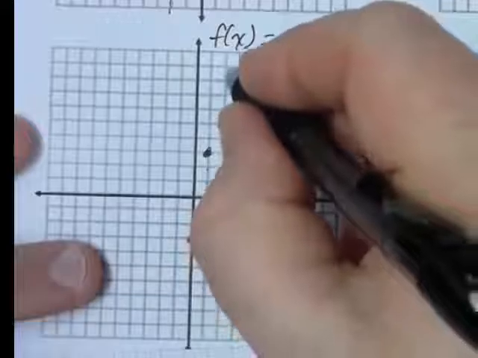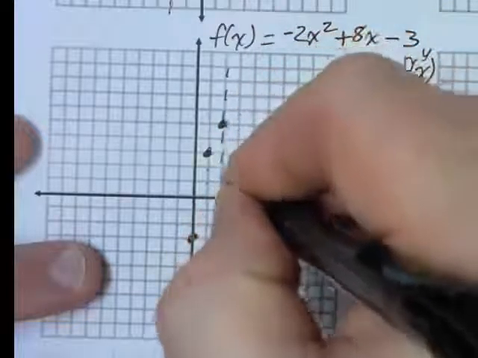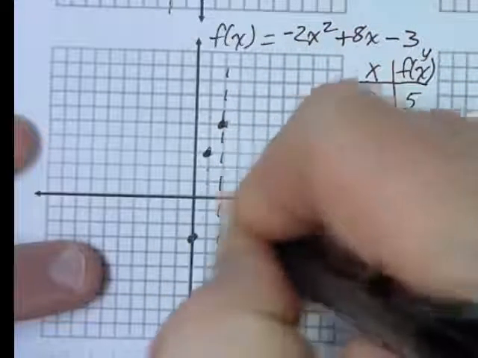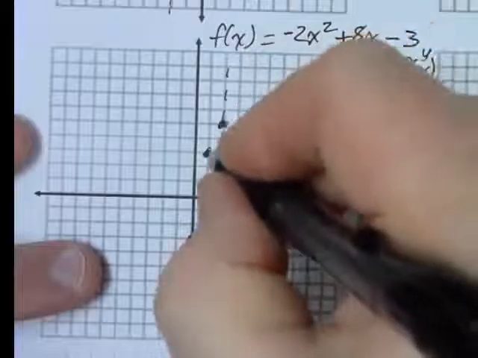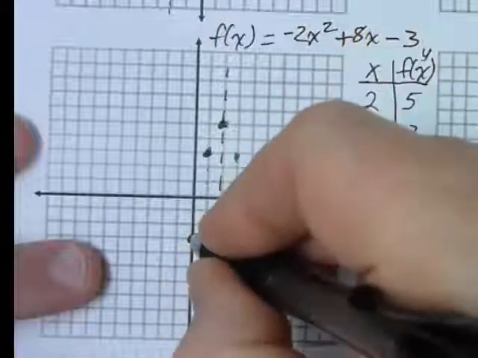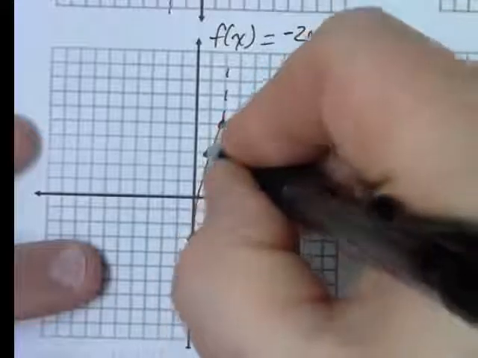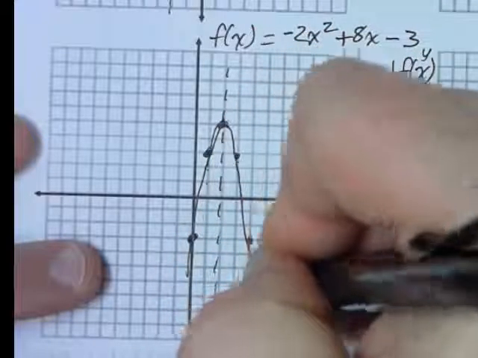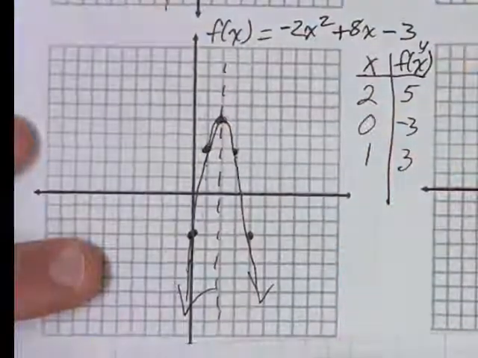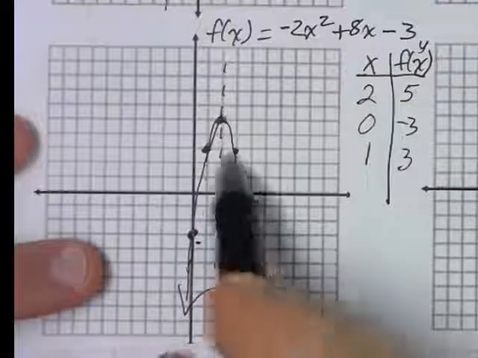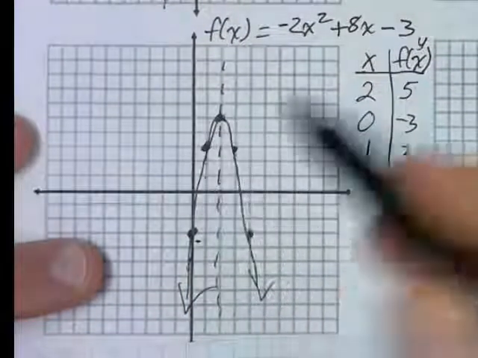I'm going to draw my line of symmetry, or axis of symmetry, and just reflect these points across. So this one's 1 over to this side, this one's 2 over to this side, and just eyeball a curve on there. And that's all you really have to do. As long as these points are accurate, your curve can be off a little bit.